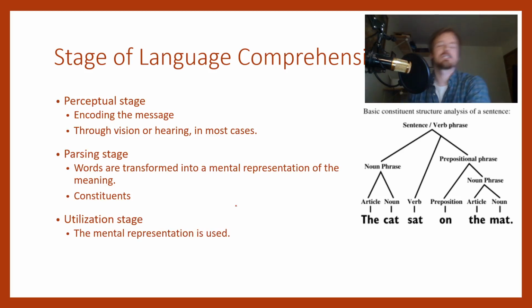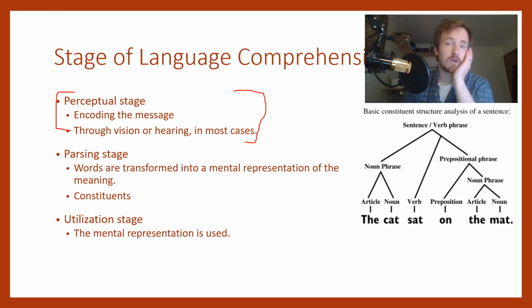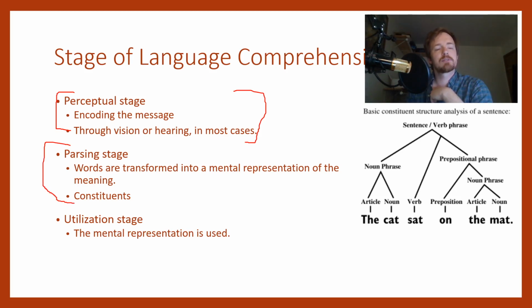There are three different stages of language comprehension. We've already talked a lot about the first stage, which is the perceptual stage. So things like learning speech and acquiring speech and hearing the boundaries of words. That is all the first stage. So we're not going to revisit that. We've already done it. What we're going to be talking about in this video are stages 2 and 3. Stage 2, which is the longest of them, is going to be the parsing stage, and stage 3 is the utilization stage, which is where we come to start thinking about how that language is represented in the mind.